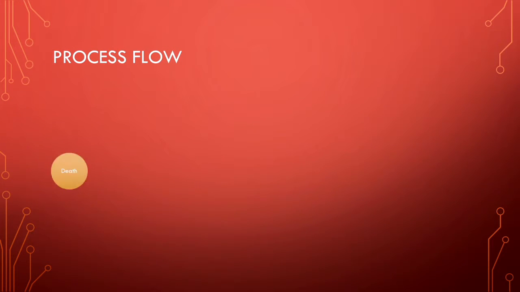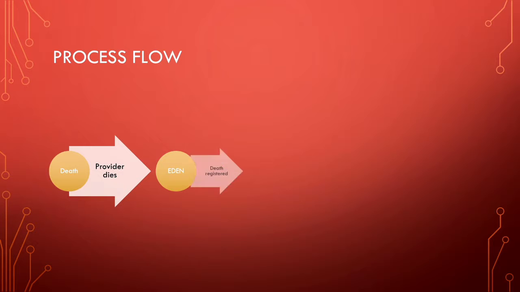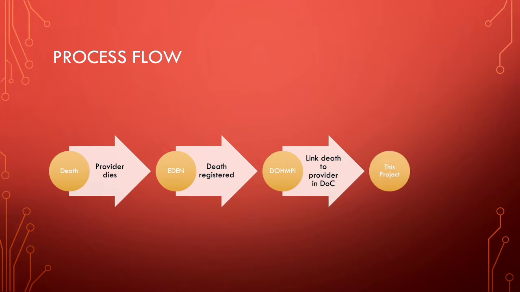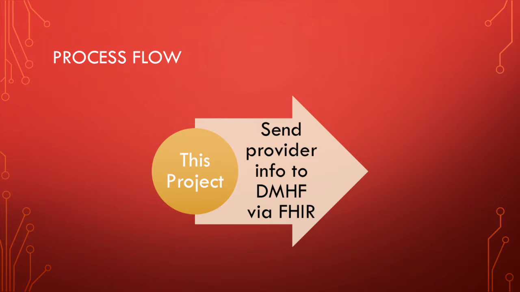So when a provider dies, the death event is going to be registered in EDEN. That's the Electronic Death Entry Network. And the death event is going to be pushed to DOH MPI. That's the Department of Health Master Person Index. And it's going to be linking a death certificate to the provider in the Directory of Clinicians. Our job is going to be taking that provider info and transmitting it to DMHF via FHIR interface.